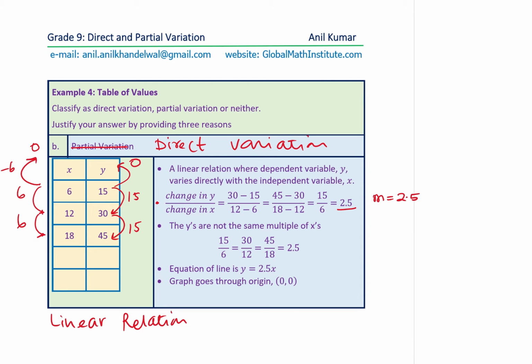You can also see that the ratio of 15 over 6, ratio of y over x, is same as 30 over 12, is same as 45 over 18, and that is also 2.5, same as the rate of change. And so you can write down your equation as y equals 2.5x. This graph will also go through the origin. It is an example of direct variation. Clear?